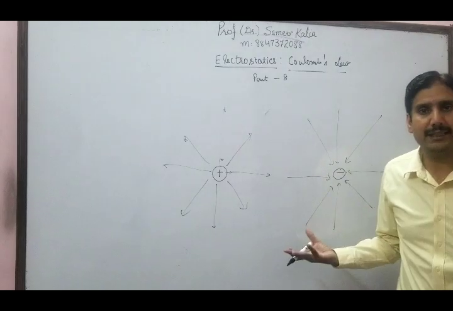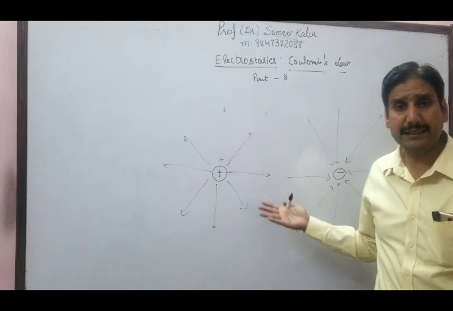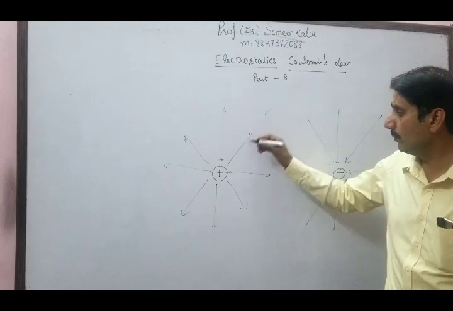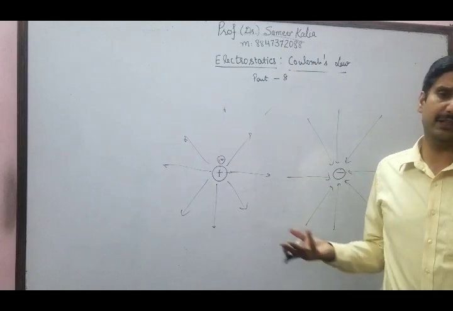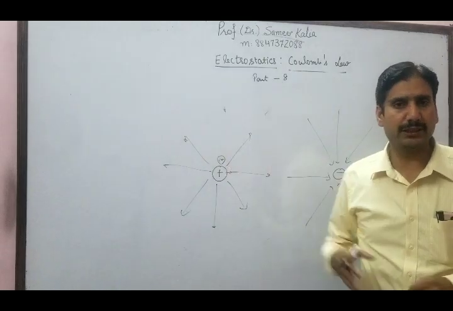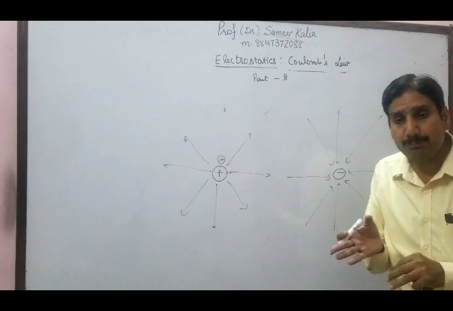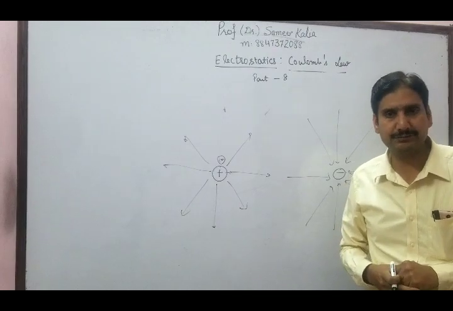So what are electric lines? Electric lines are merely representing the path along which this positive test charge will move if it is free to move. If you put it somewhere and it moves in a particular direction, that path along which it moves is termed as electric field.